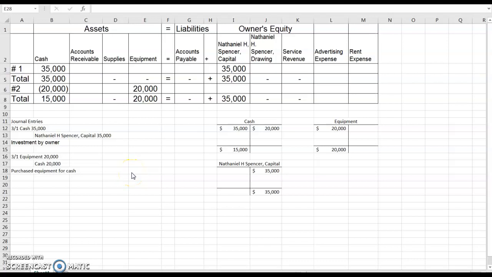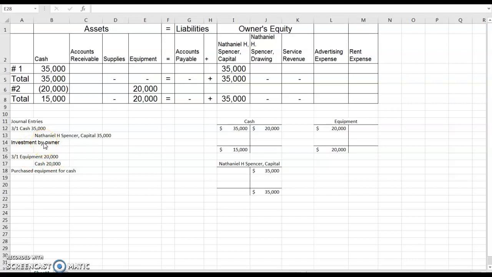In step number 1 of our accounting cycle, we began with business transactions and analyzed them in terms of our accounting equation to show the accounts affected and the amount of change. We then can check to make sure our accounting equation is in balance after each transaction. In step number 2, we translated our business transactions into journal entries. Here is our journal entry for transaction number 1, and here is our journal entry for transaction number 2.